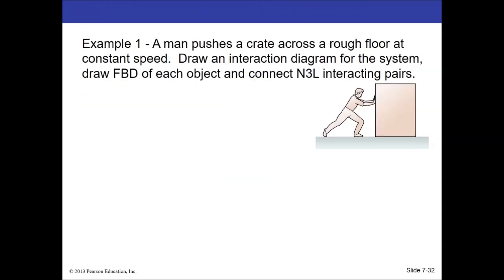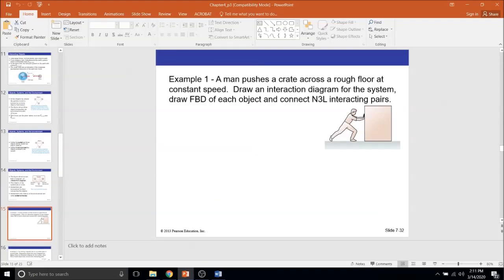All right, so we got a man here pushes a crate across a rough floor at a constant speed. So he's trying to exert his dominance over an inanimate object here. So we want to have an interaction diagram here. We want to see how this guy and this block or whatever this thing is here is going to interact. So we want to have free body diagrams for each object, and we want to connect any Newton third law interacting pairs.